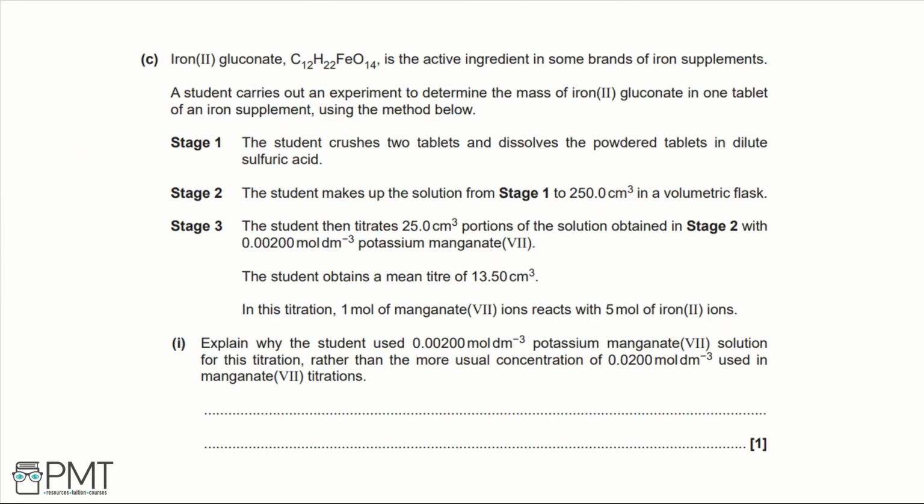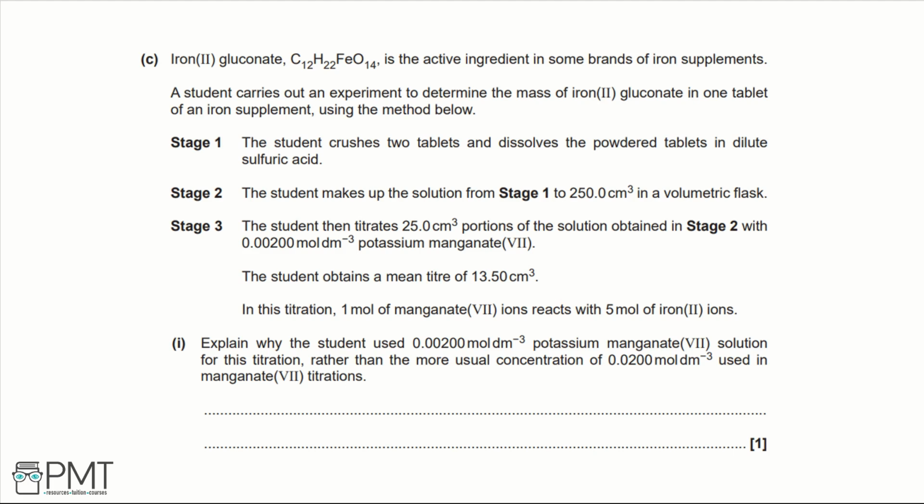Part C. Iron(II) gluconate, C12H22FeO14, is the active ingredient in some brands of iron supplements. A student carries out an experiment to determine the mass of iron(II) gluconate in 1 tablet of an iron supplement using the method below. Stage 1. The student crushes 2 tablets and dissolves the powdered tablets in dilute sulfuric acid. Stage 2. The student makes up the solution from stage 1 to 250.0 cm³ in a volumetric flask.